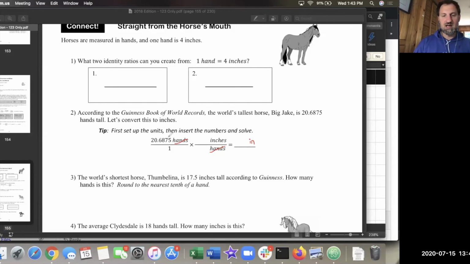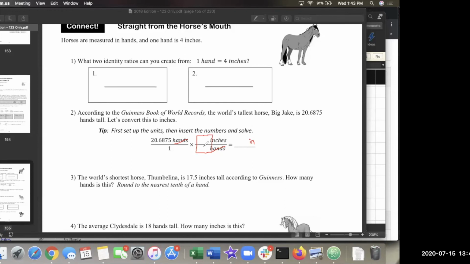Now, I like the way they've set this up because it reinforces one of the things that I do, which is I get the units in place and then I put the numbers in place. So what numbers go in front of inches and hands in this fraction? You see how they've left space here because we still need to get the numbers in to complete this. 1 is inches. Careful.